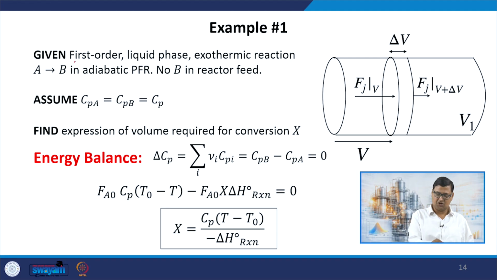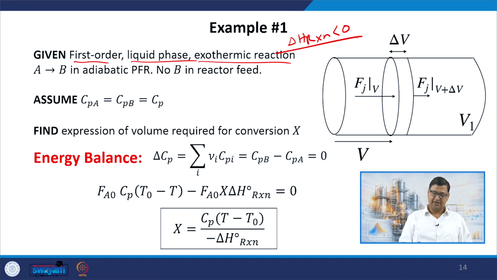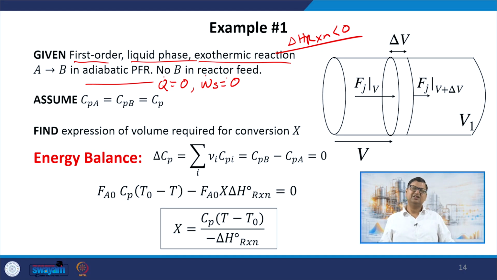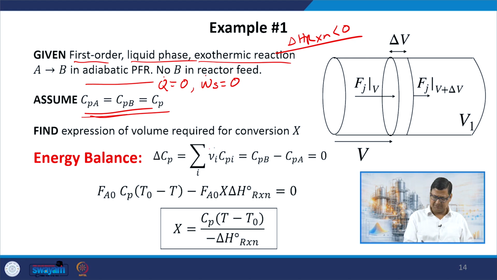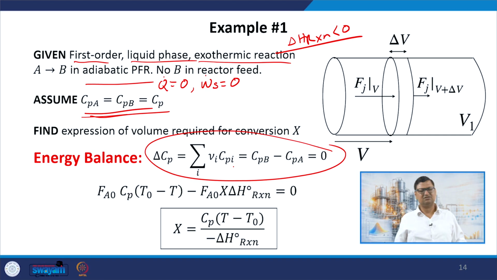So we have a first order liquid phase exothermic reaction. That means my delta H reaction is less than 0. It is happening in an adiabatic PFR, so we can assume that Q dot is equal to 0. And we can also assume that there is no shaft work, Ws dot equal to 0. And what is also being said is that the heat capacities of the species are not different, they are the same. If that is true, then in that case the delta Cp, that is sum over the stoichiometric coefficients multiplied with the heat capacity of species, will happen to be 0.